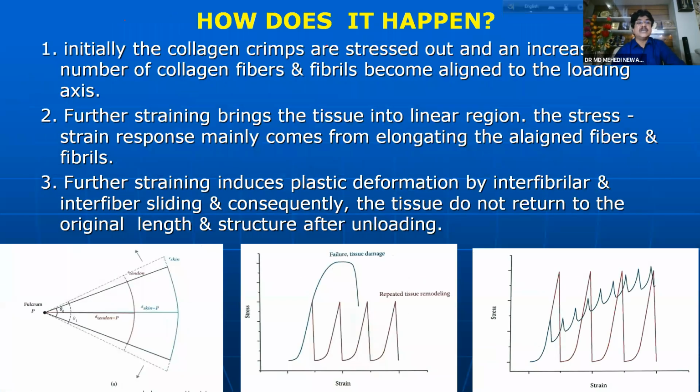How is it achieved? Initially, the collagen crimps, which allow stretching, are stretched out, and an increasing number of collagen fibers and fibrils become aligned to the loading axis. If we give further strain, the second phase brings the tissue into the linear region. The stress-strain response mainly comes from the elongation of the aligned fibers. If we give further strain, it induces plastic deformation, with interfibrillar and intrafibrillar sliding. Consequently, the tissue does not return to its original length and structure.